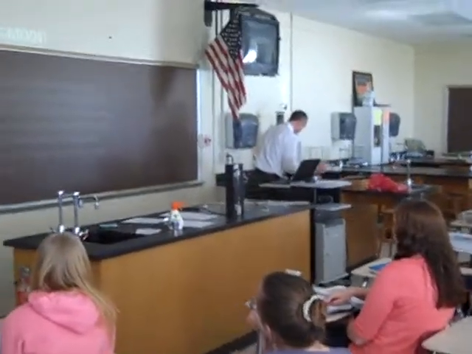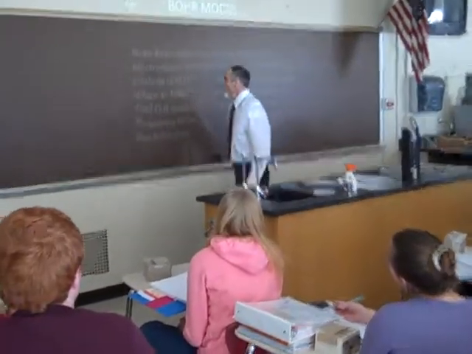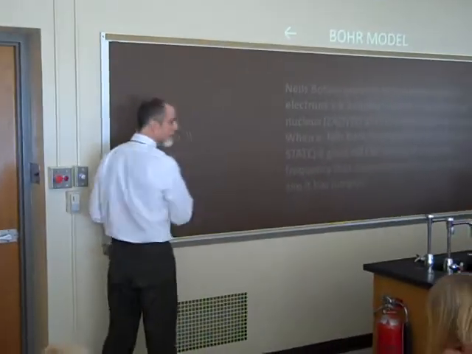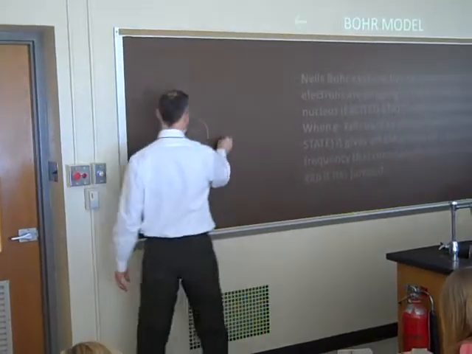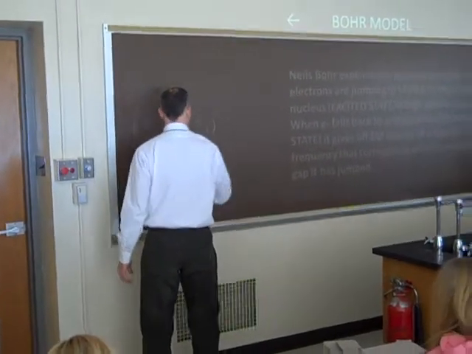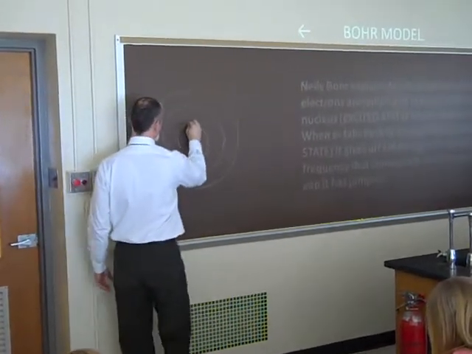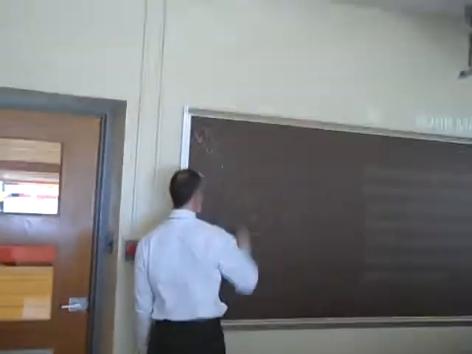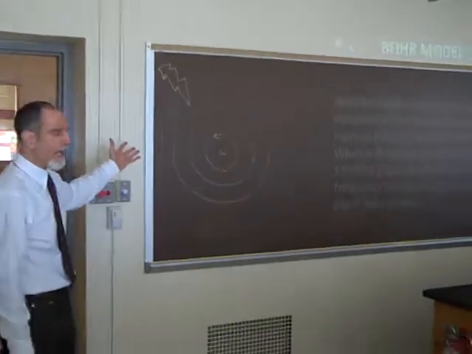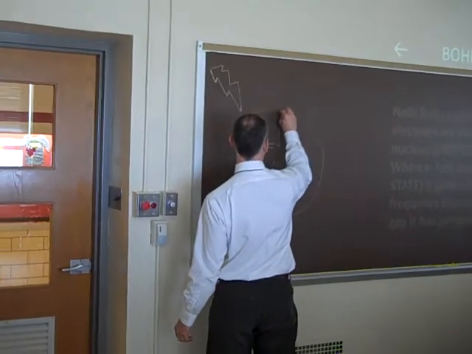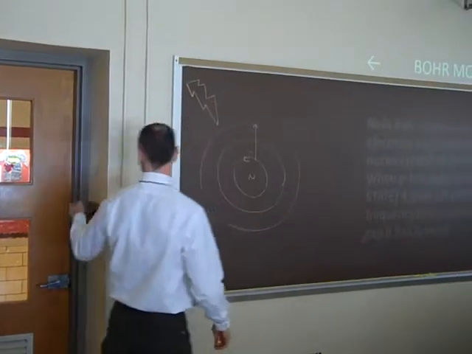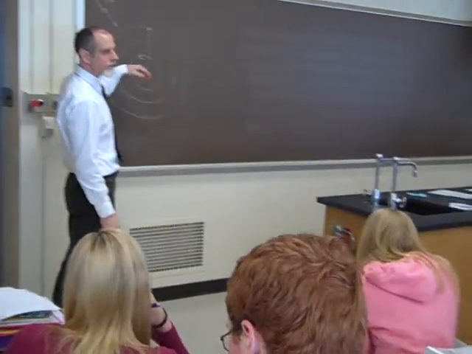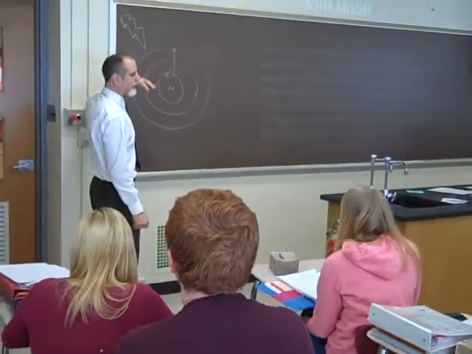A guy by the name of Niels Bohr explained the phenomenon of bright line spectrum by this model. He said electrons exist in levels. When the atom is hit with electricity, you're adding energy to the atom. The electron goes up, bouncing up in a quantized manner, like going up a couple steps on a staircase. Boom, boom.